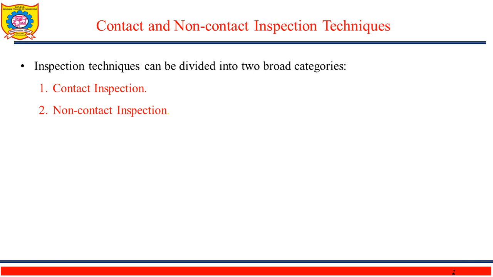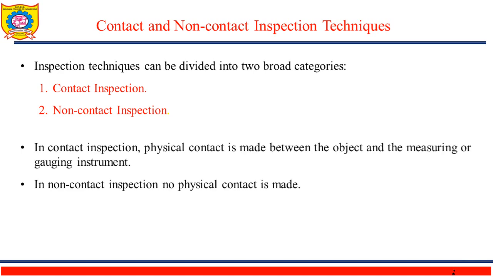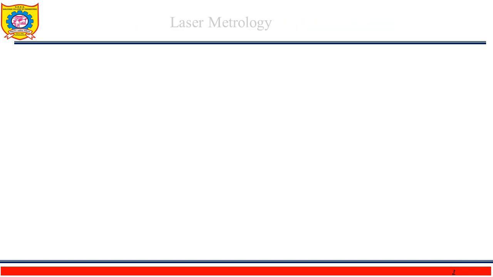Inspection techniques can be divided into two broad categories. First one is contact inspection, second one is non-contact inspection. So in contact inspection, the physical contact is made between the object and the measuring or gauging instrument. Whereas in case of non-contact inspection, no physical contact is made with the measuring or gauging instrument. So one such technique is laser metrology. So applications of lasers in metrology is nothing but the laser metrology.